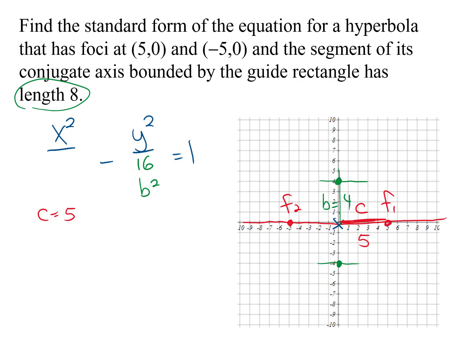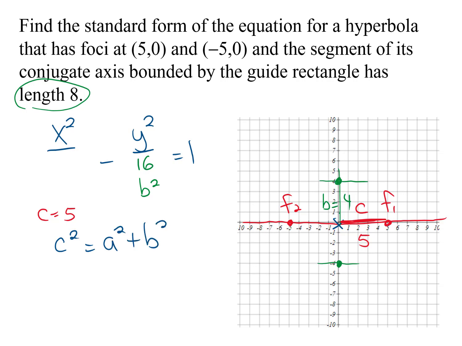Okay, now that I have that, I'm going to want to figure out what a is so that I can put a squared under the x squared, and I'll have this equation for the hyperbola. Well, a is how far we would go from the center out to each vertex, and I wasn't given that, but I was given c, and I have a connection.